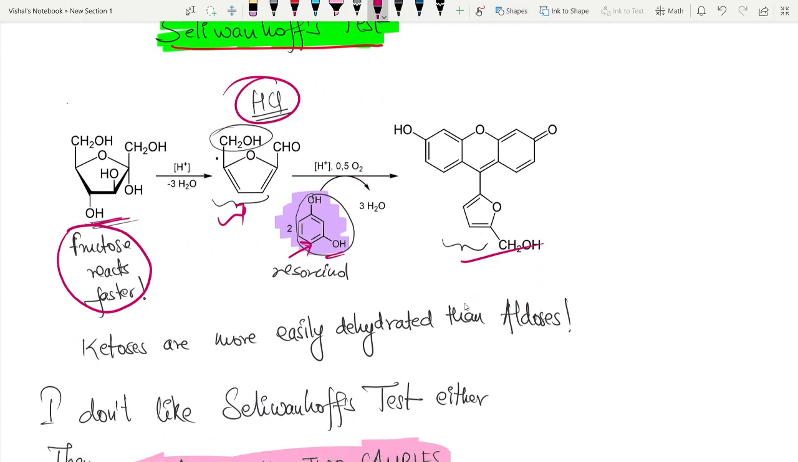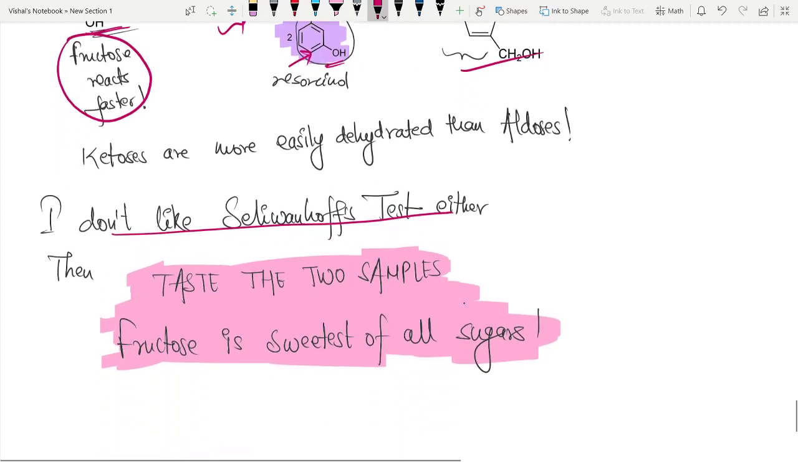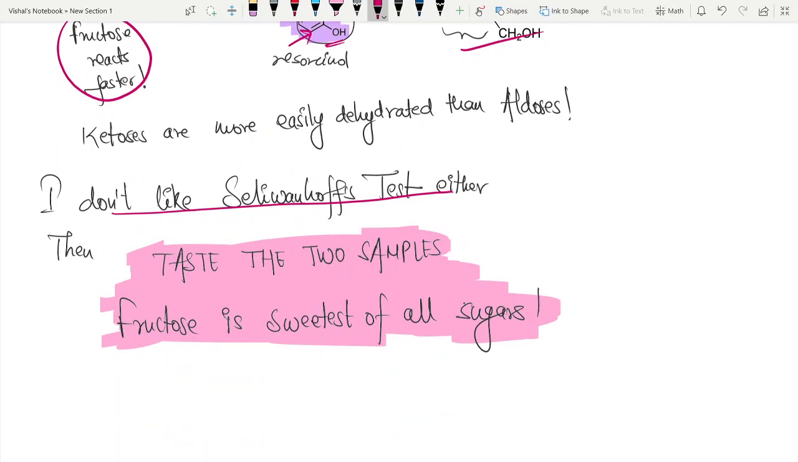Okay, so then you can say that I don't like the Seliwanhoff's test either. What to do? So the question which is arising here is, in the laboratory you wouldn't be asking this question because it's so easy to differentiate between a glucose and a fructose just by tasting them. Fructose is the sweetest sugar, right? So if you're sure that one of the samples is fructose and the other one is glucose and both of them are edible, you can taste the two samples, and just by tasting you can tell which one is fructose, because fructose is the sweetest of all sugars.